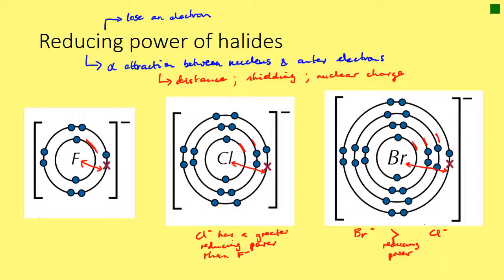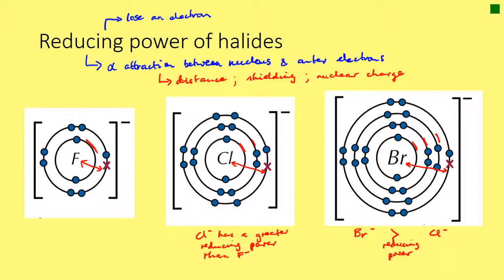So chloride, Cl-, has a greater reducing power than fluoride. Okay, so that's next one.